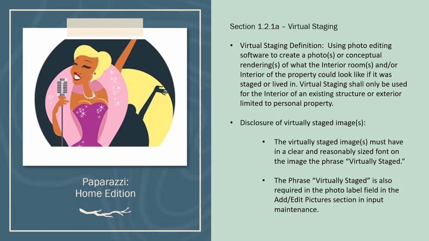So the virtually staged image must have in a clear and reasonable size font on the image the phrase "virtually staged." The phrase "virtually staged" is also required in the photo label field in the add edit picture section of the input maintenance field. So when you're adding the picture, on the picture itself, it must say virtually staged. And then in the description field, it must say it's virtually staged.